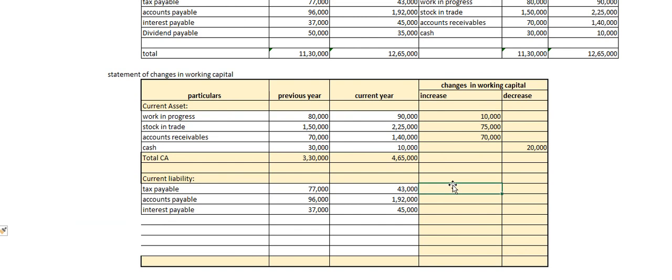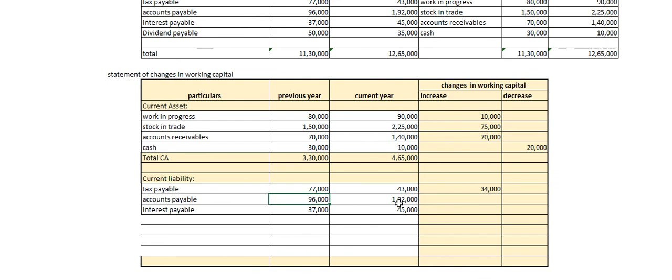So we come up with the same logic. When current liability increases, your working capital decreases. When current liability decreases, your working capital increases. So your tax payable, last year 77,000, current year 43,000. So which has decreased, hence it will be shown in your increase column. 77,000 minus 43,000, which you get 34,000.